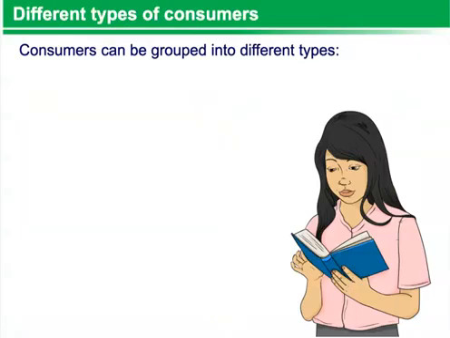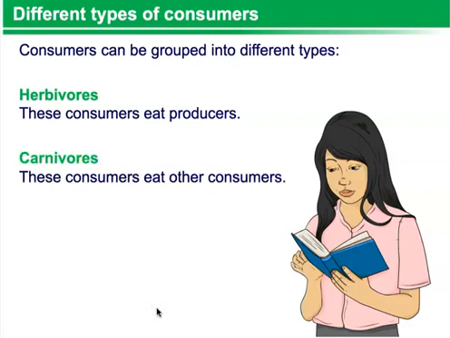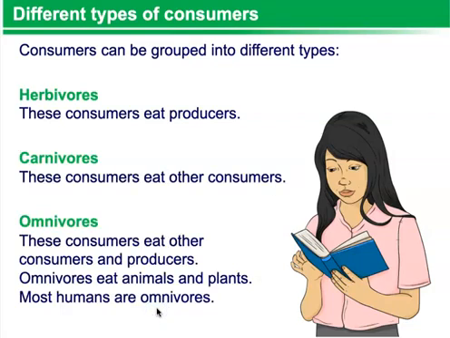Different types of consumers. Consumers can be grouped into different types. Herbivores, these are consumers that eat producers. Carnivores, these are consumers that eat other consumers. And also omnivores, these are consumers that eat other consumers and also producers. We would be an example of omnivores.